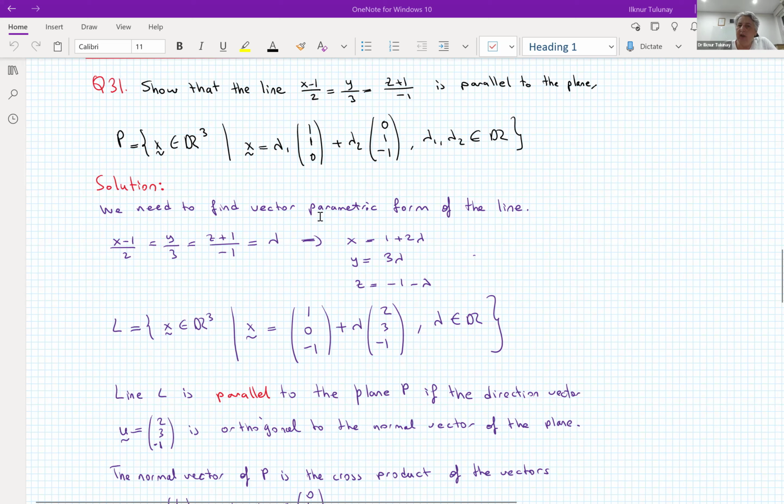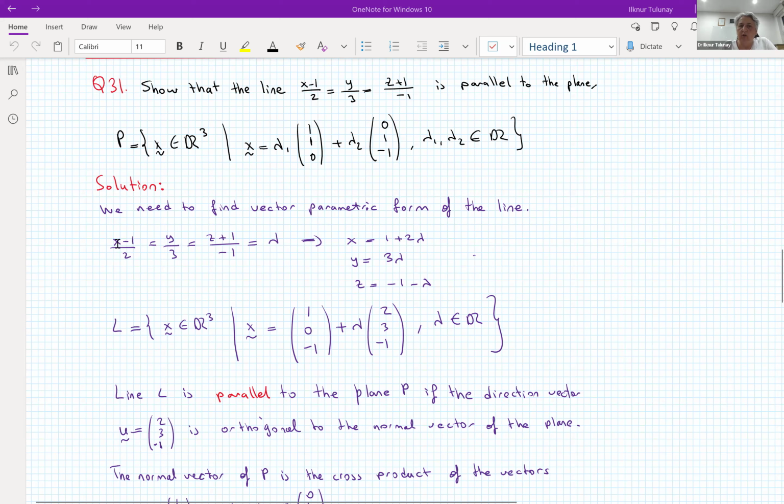In order to find the parametric form of a line in this form, we set this equal to some parameter lambda. Lambda is any real number here, and we obtain the parametric form by solving each of the equations and obtaining x, y and z. X, y, z will form a vector in three-dimensional space, and we can write this vector as a constant vector plus lambda times another vector. So that was the vector parametric form of the line.